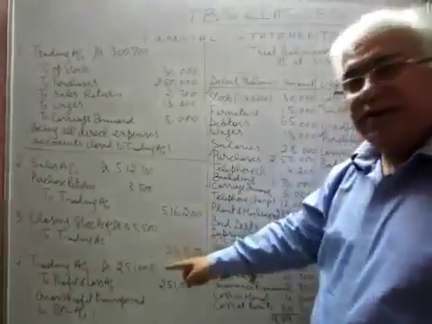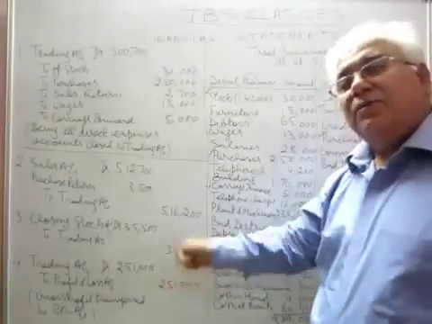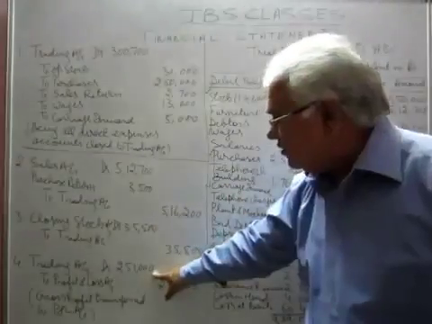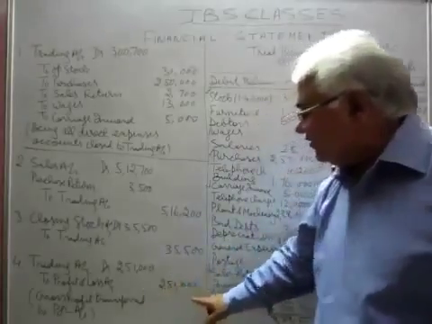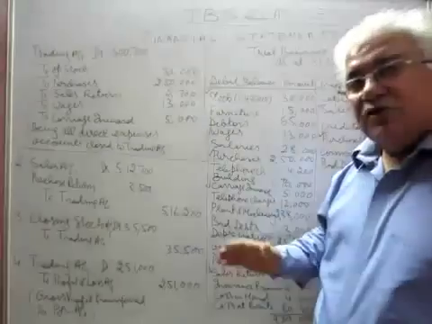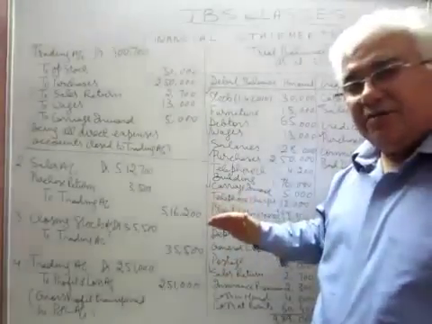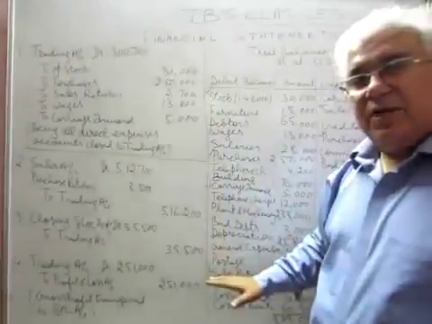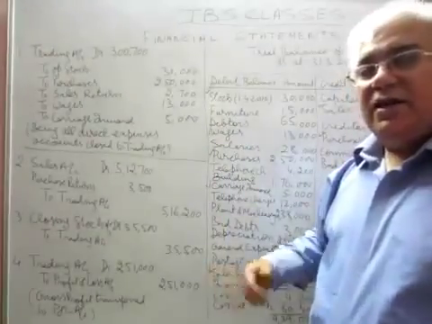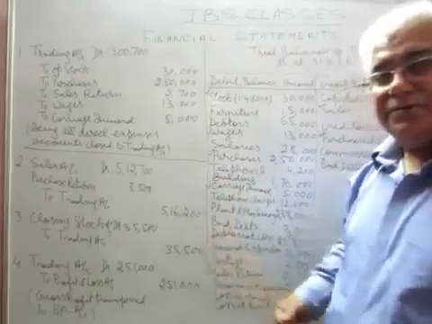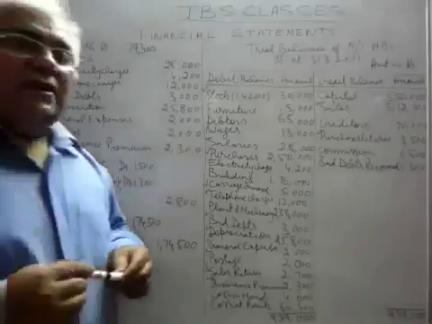So entry for transferring this from trading account to profit and loss account is trading account debited to profit and loss account with 2,51,000. So this is the way trading account is prepared, and these are all closing entries. Okay. Now I will tell you how these entries for profit and loss account are prepared.